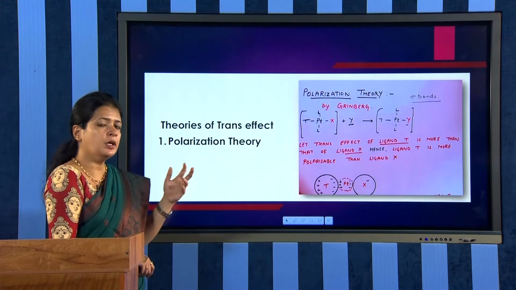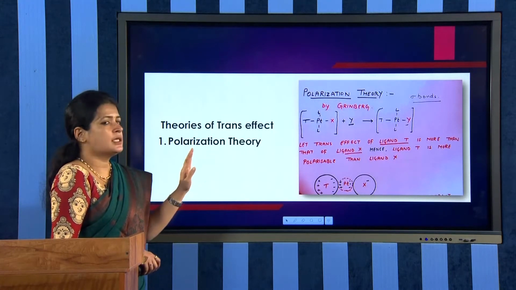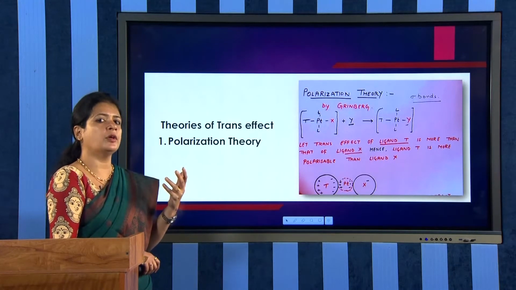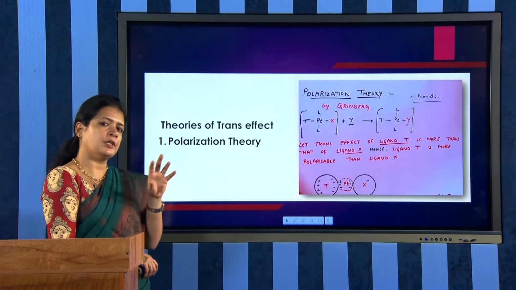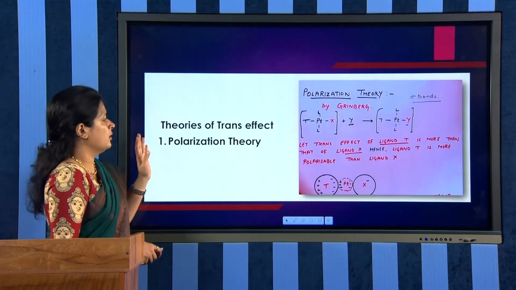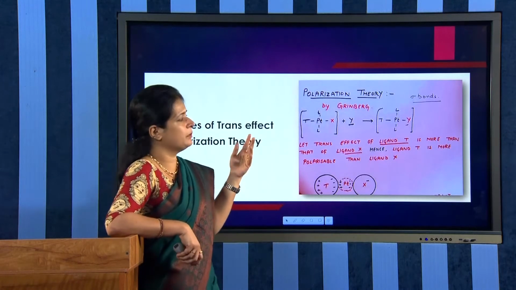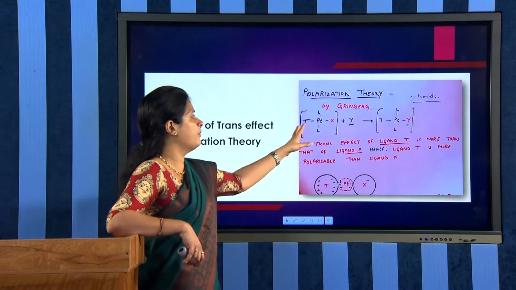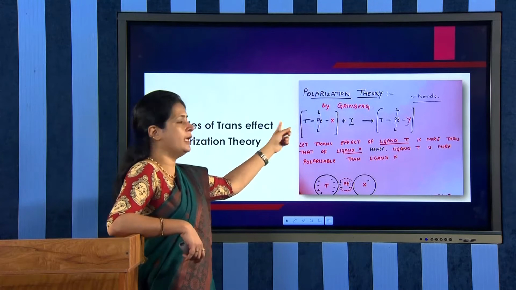It was Grinberg who put forward this theory, that is, the Polarization Theory. The theory tries to explain the trans effect that affects sigma bonded complexes. So, what is the theory? The polarization theory is based on platinum complexes, since we are discussing platinum based complexes. Here I have written the platinum complex, that is Pt, L2, T and X.